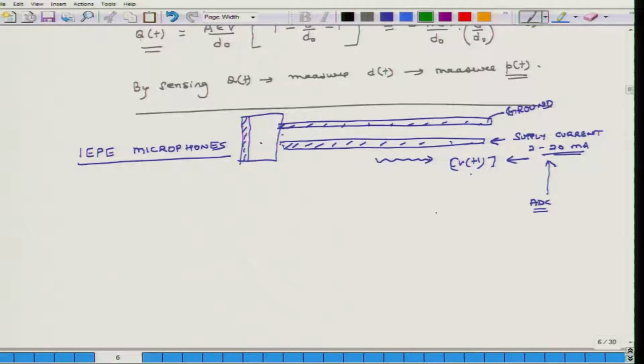So, these IEPE type of microphones have become more popular, but it depends what kind of microphones meet your needs, and if amongst those an IEPE type of microphone is there and you also have an ADC which can provide the supply current, then that will make your system simpler. So, this is something about microphones. The other thing I want to talk about microphones is their sensitivity.